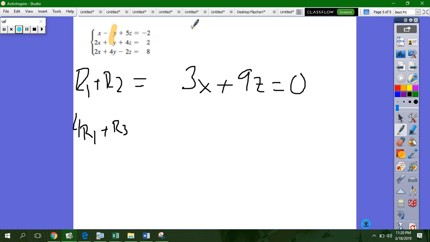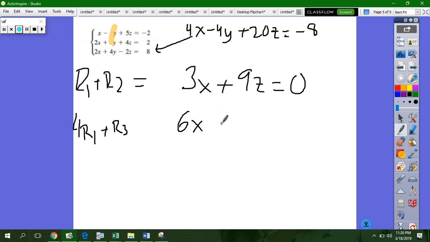So really quickly, 4 times row 1 would be 4x minus 4y plus 20z equals -8. I'm going to go ahead and add that with row 3, and here's what we get. We get 6x, the 4y's cancel, I'm left with 18z equals 0 again. Okay?